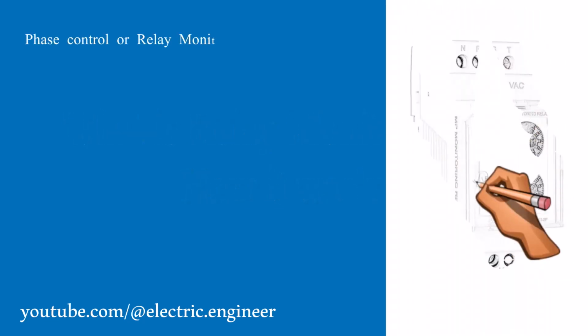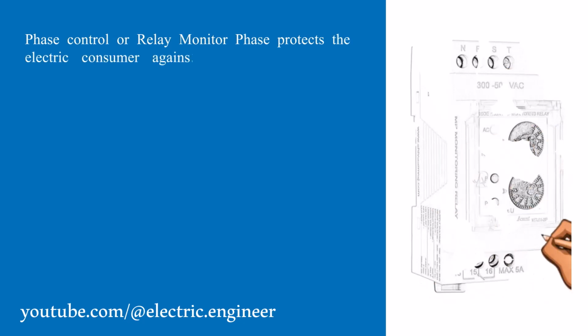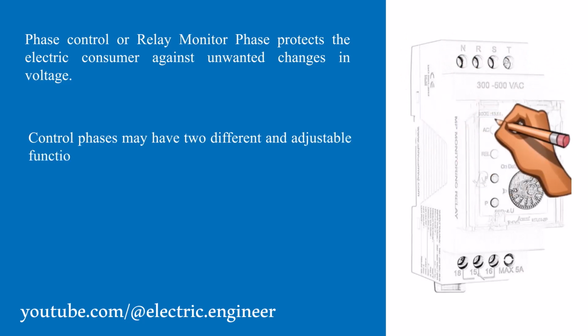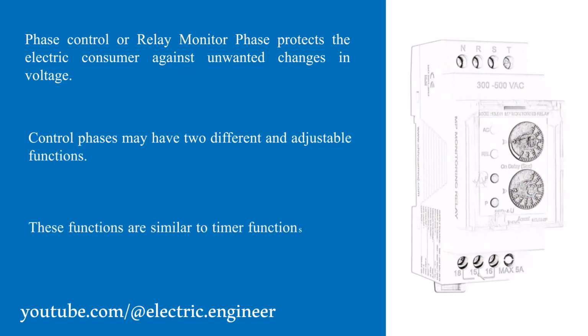A phase control or relay monitor phase protects the electric consumer against unwanted changes in voltage. Control phases may have two different and adjustable functions. These functions are similar to timer functions and are known as delay on and delay off.